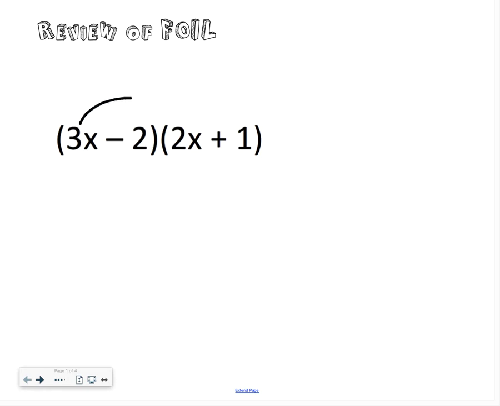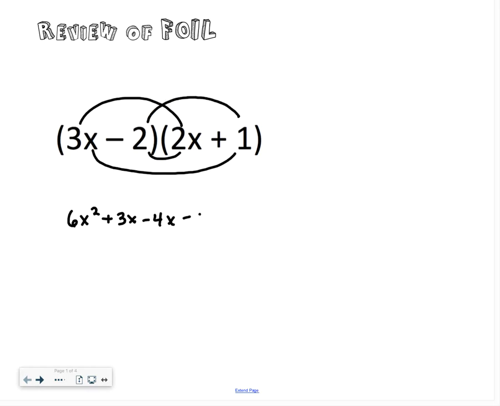So if I do first, that means I multiply my first terms together. So I have 3x times 2x, which ends up being 6x squared. And outer ends up being 3x times 1, which is 3x. Inner is negative 4x. And last is negative 2 times 1, which is negative 2. So as I said, it stands for first, outer, inner, and last.